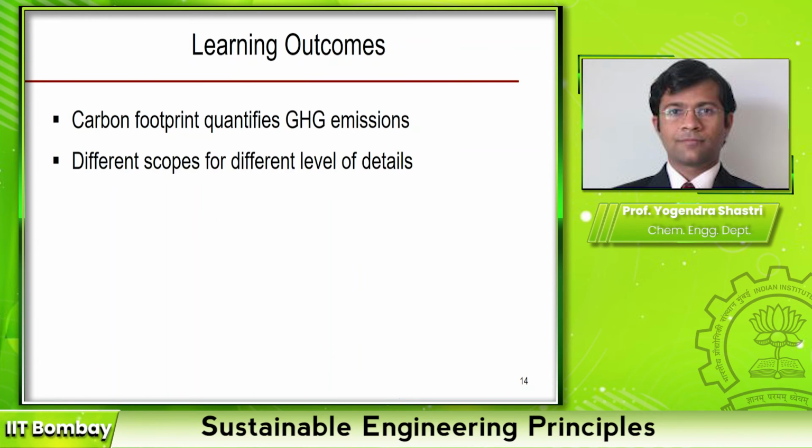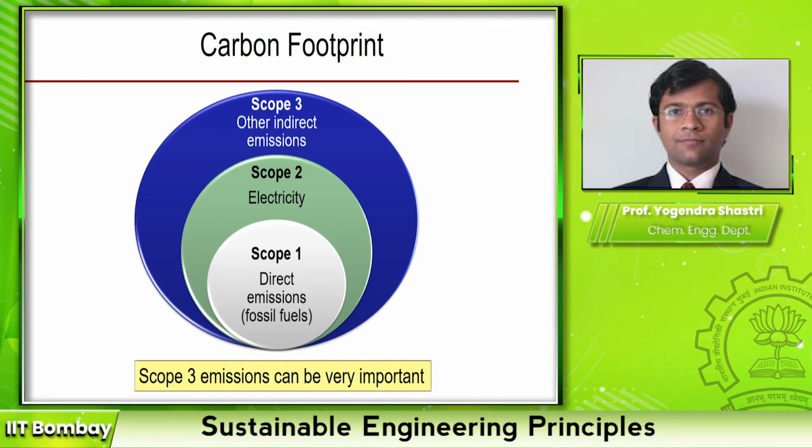So the important learning outcomes of this module are: first, we understood the concept of carbon footprint. It quantifies the GHG emission, and we learnt about the different scopes of carbon footprint calculations and what comes under what scope. So this is the figure that captures the different scopes of carbon footprint calculations. This was discussed in the previous module. Scope 1 is direct emissions, scope 2 is electricity related emissions, and scope 3 includes other indirect emissions.